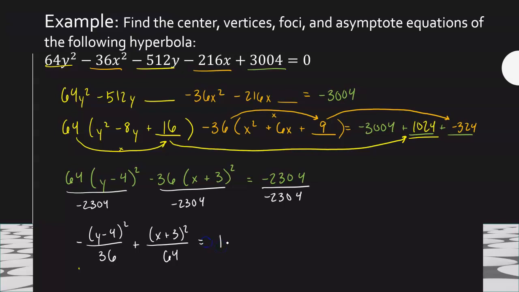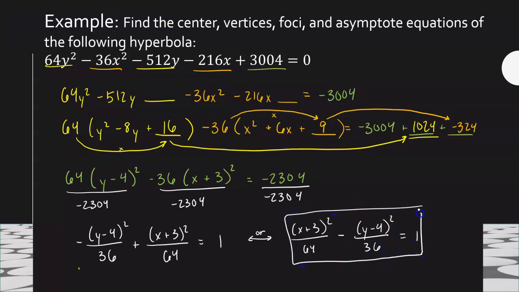Now you could technically leave it like this, but I just want to be consistent with what we've seen in the previous problems, because if you notice, the second fraction is a positive one, the first one's negative. So let's rewrite this. Again, either one of these would be correct, but I'm going to rewrite this to be x plus 3 quantity squared over 64 minus y minus 4 quantity squared over 36 equals 1. I do like that one better, but again, either one of those would technically be correct.